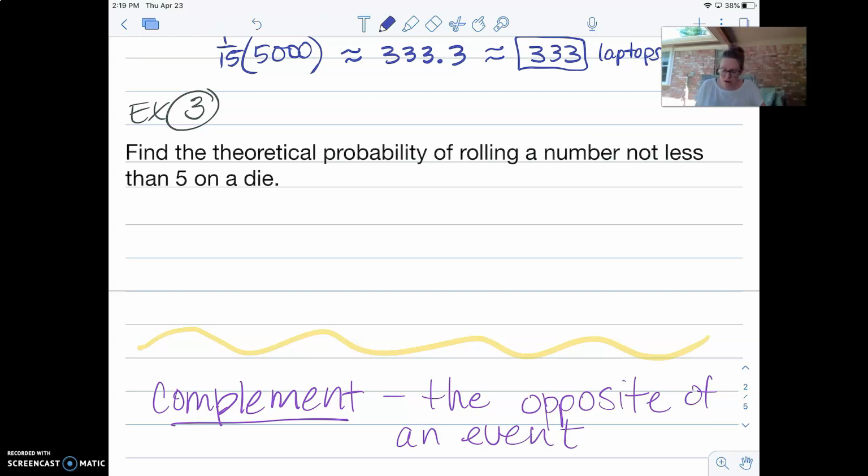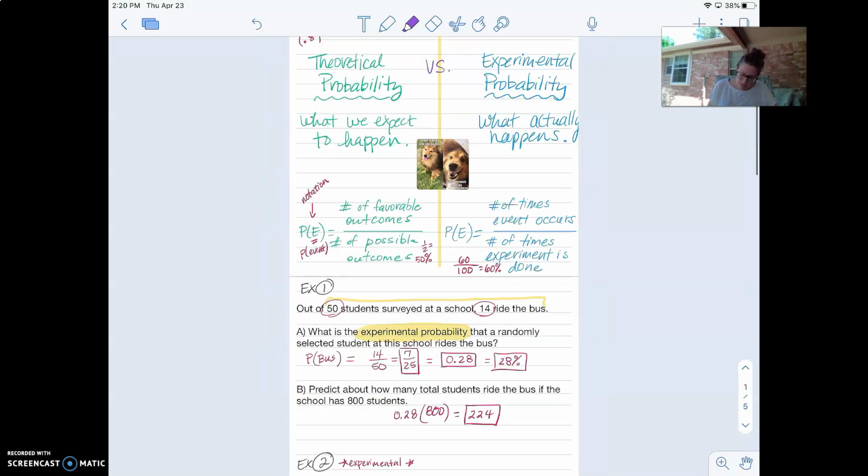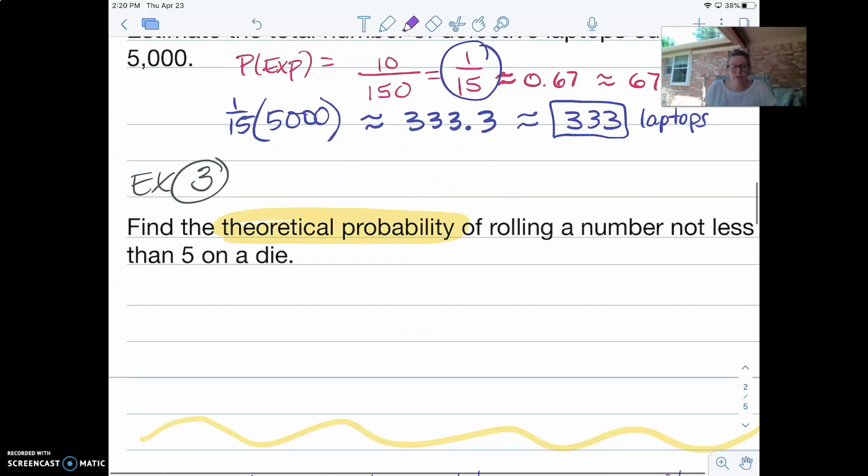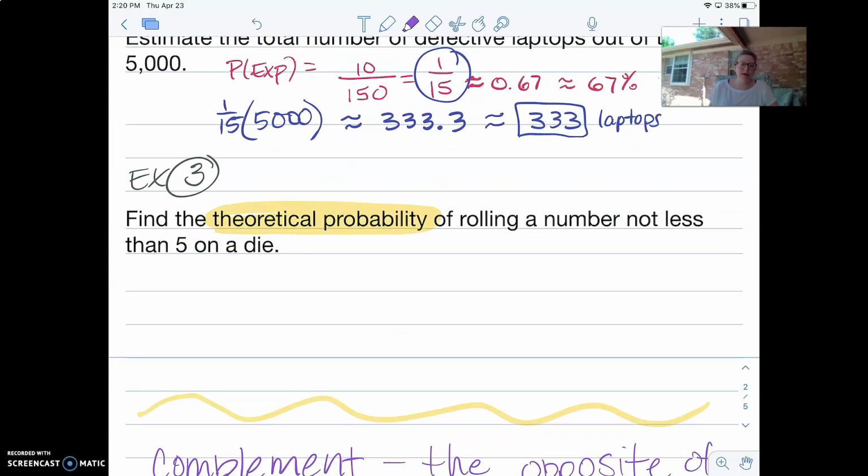Okay, now we are doing some theoretical probability. Instead of estimating based on data, you're still guessing, still a guesstimate, but it is based on, like we said earlier, the number of favorable outcomes divided by the number of total possible outcomes. So we're going to use that formula to find the theoretical probability of rolling a number less than 5 on a die. Remember, these are very similar to questions you're going to see on your homework, so you might want to have Pearson pulled up while you're doing this.